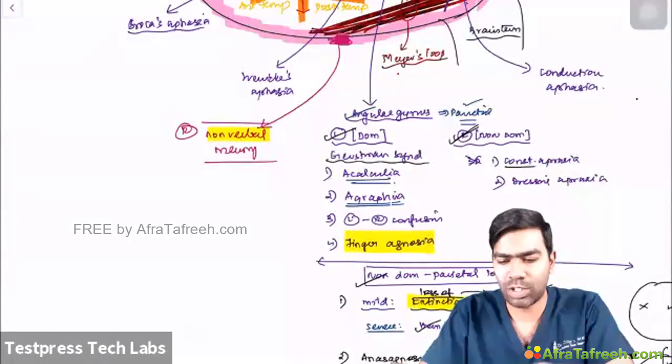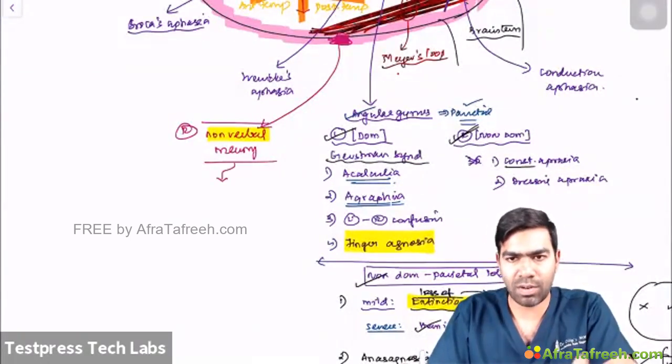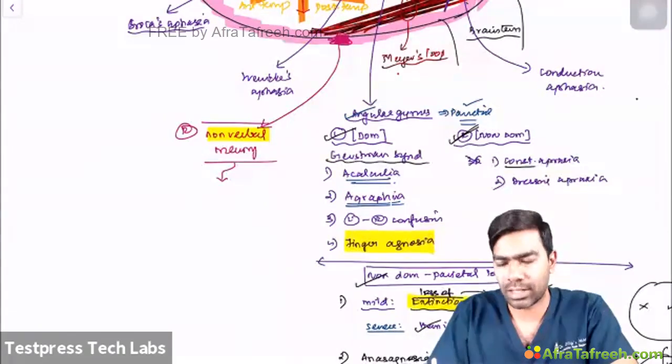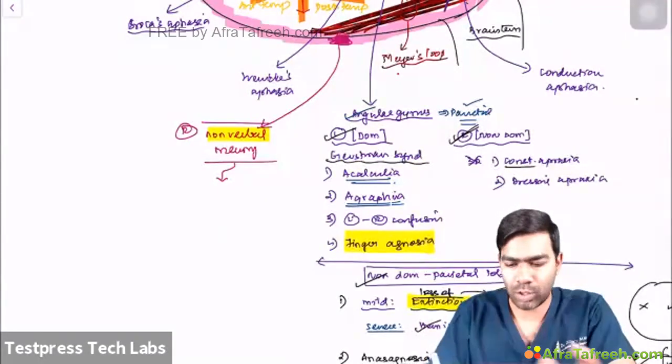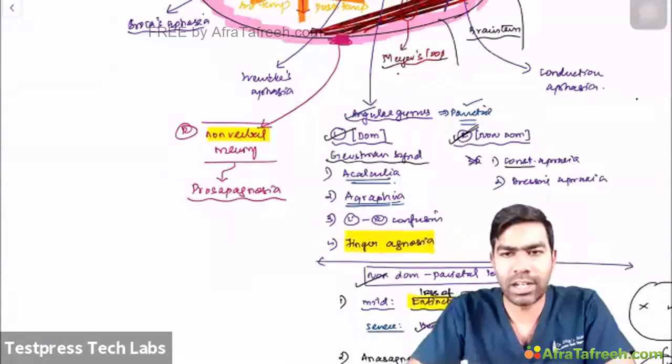Damage to this particular area on the inferior part of the temporal lobe can result in loss of non-verbal memory, especially a problem in identifying faces. So what is that called? That's called prosopagnosia, right? So that is the inability to identify faces.